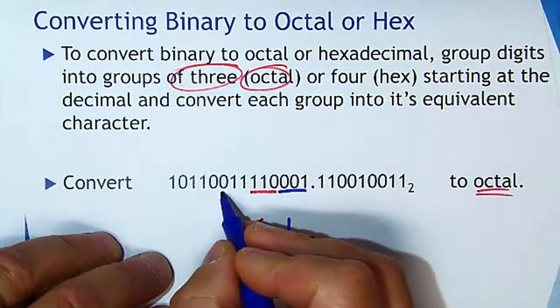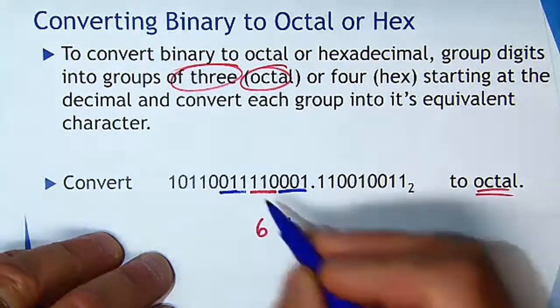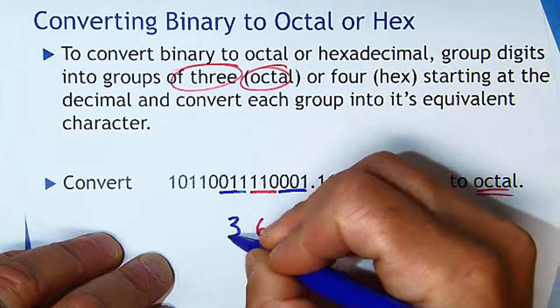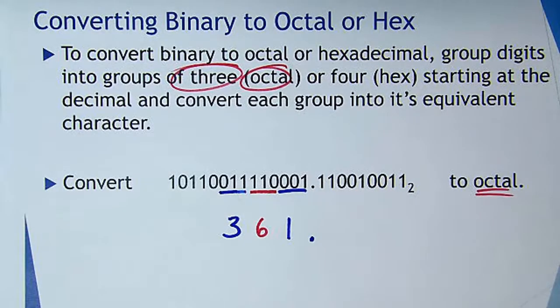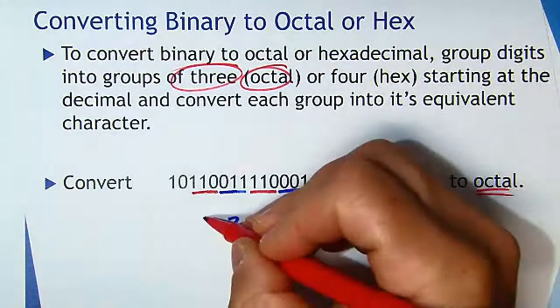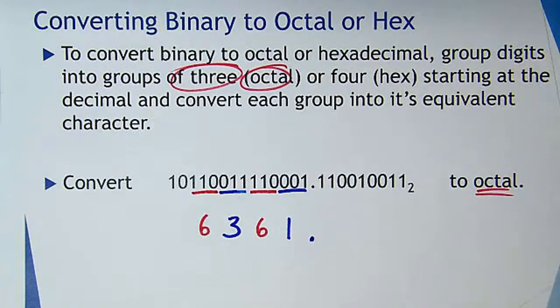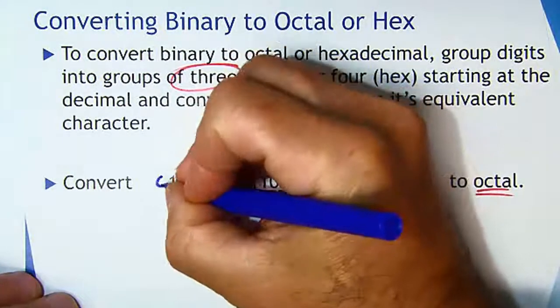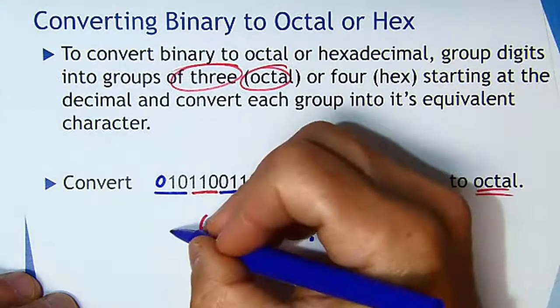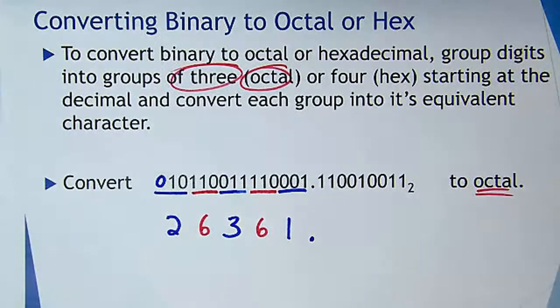Our next 3 digits are 0, 1, 1. That's a 1, a 2, and no 4s, so that's 3. The next 3 digits are 1, 1, 0. We saw that earlier. That's another 6. And our next 3, we need a 0 to complete the group of 3. We just have a 1 in the 2 slot. And so it's 2, 6, 3, 6, 1, point.